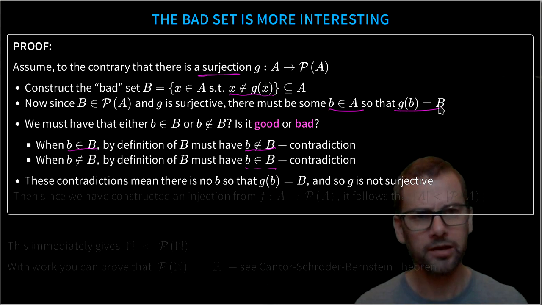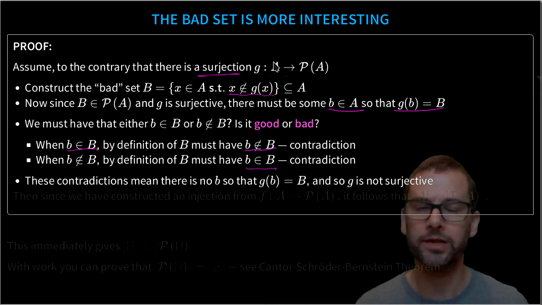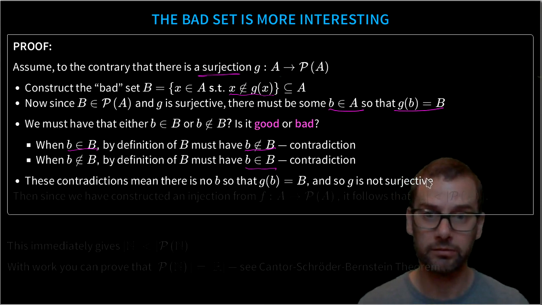That means nothing maps to big B, but that means we have something in the codomain of our function which is not the image of anything in the domain of our function, and that means G is not surjective. So we have a contradiction. This contradiction means G can't be surjective.